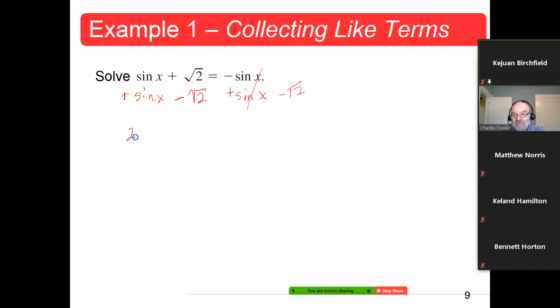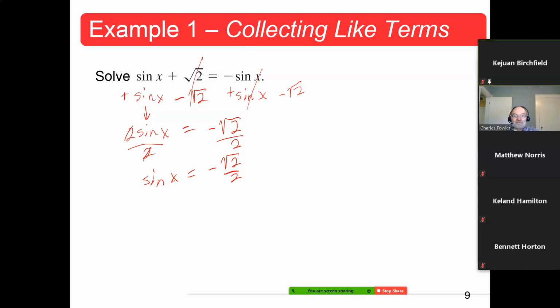You have 2 sine x, since these add to 0, is equal to, those added to 0, minus square root of 2. What you're trying to do is solve for your trig function, sine x, so we're going to divide both sides by 2, and that then gives you that the sine of x is equal to minus root 2 over 2. That's again one of the angles that we know and love and are really familiar with.